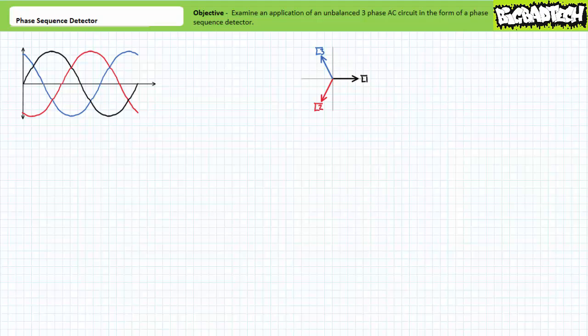I'm your instructor Jim Pytel, and today's lecture examines a phase sequence detector circuit. Our objective is to discuss phase sequence and its critical role in the production, transmission, and use of three-phase AC power. We'll examine an application of unbalanced three-wire Y configuration that can be used to detect phase sequence.